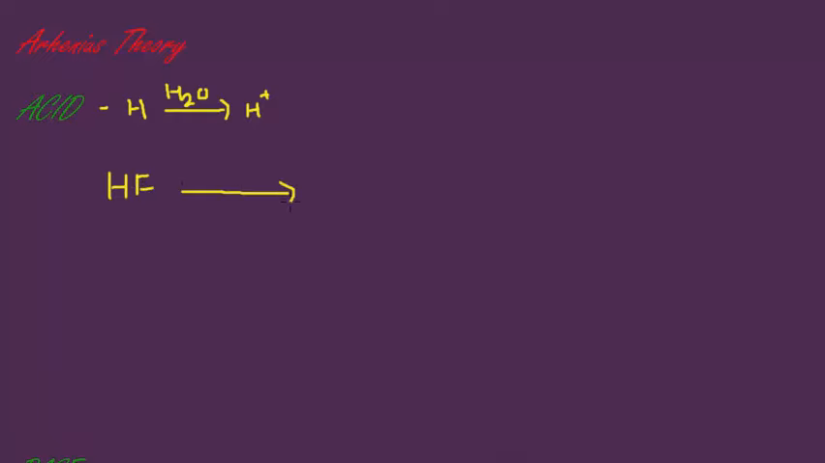So the first theory we will be talking about is the Arrhenius theory. According to the Arrhenius theory, an acid is a substance that has hydrogen atom in it and when dissolved in water gives rise to H plus ions. So let's take an example. Say we have hydrogen fluoride and we add water to it. Oh, never add water to an acid. Add the acid to the water. So we dissolve it in water and that gives us H plus ion plus F minus.